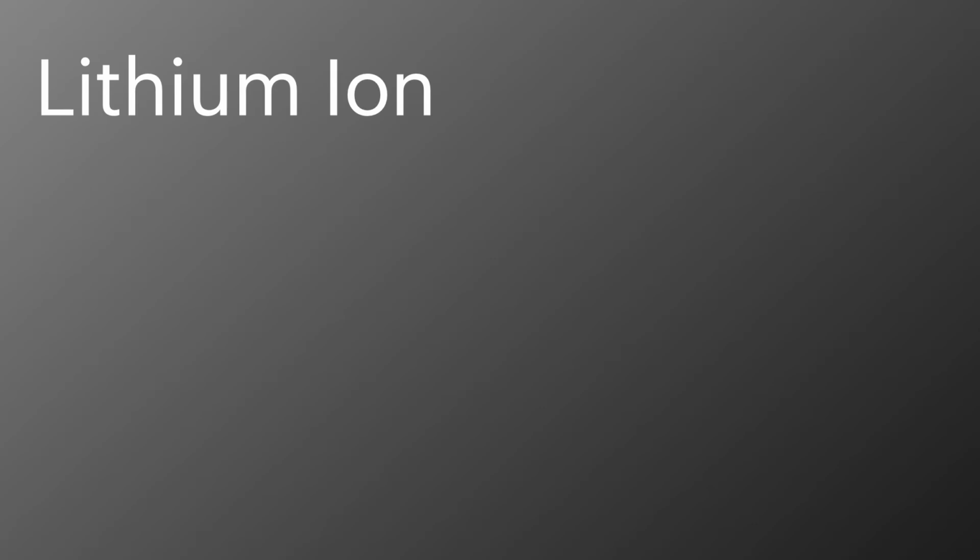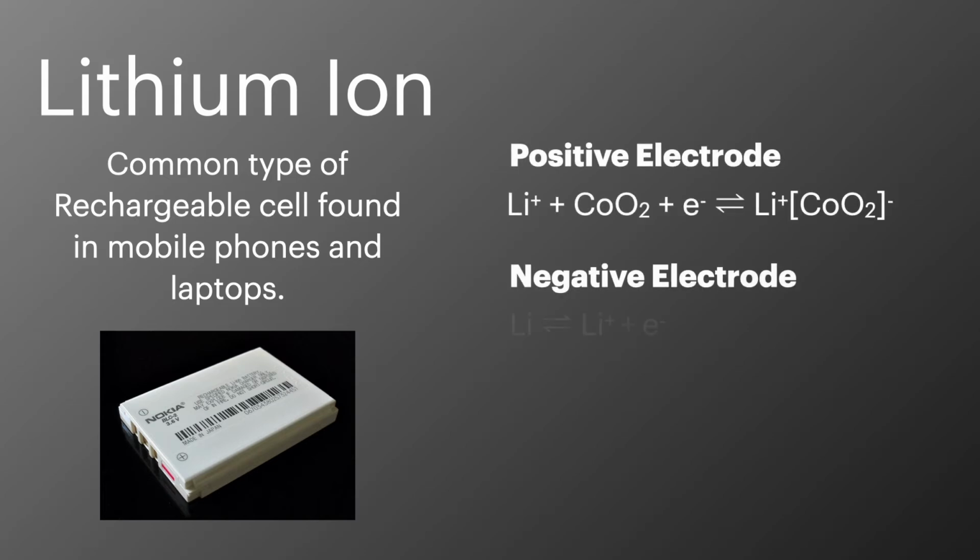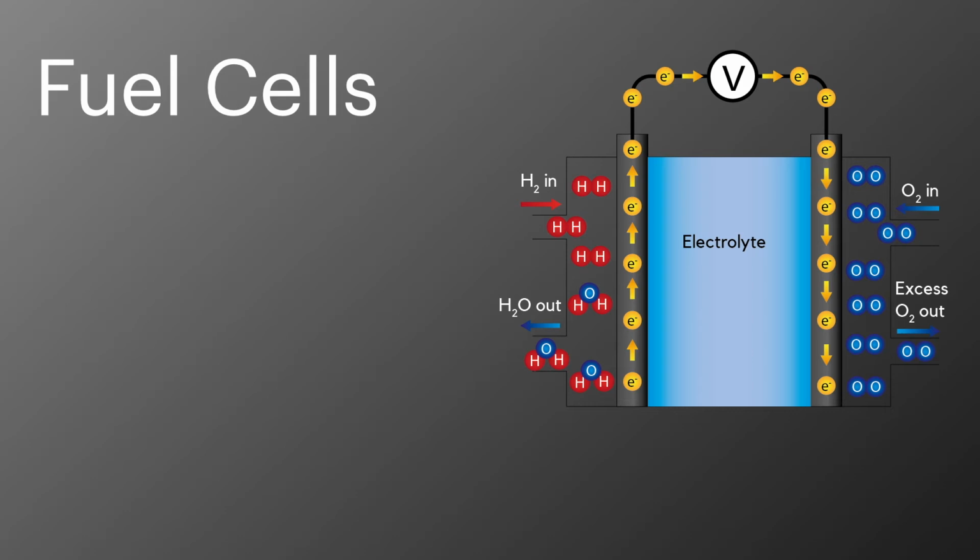The lithium-ion battery is probably the one that you're most familiar with. You'll find it in your mobile phone and your laptop. The reactions at the positive electrode and the negative electrode are mentioned specifically in the AQA syllabus and are really important that you learn for your exams. In 2019, the Nobel Prize in Chemistry was given to John Goodenough, Stanley Whittingham and Akira Yoshino for their work on the lithium-ion battery. Fuel cells are the third type of cell we're going to look at on A-level chemistry.